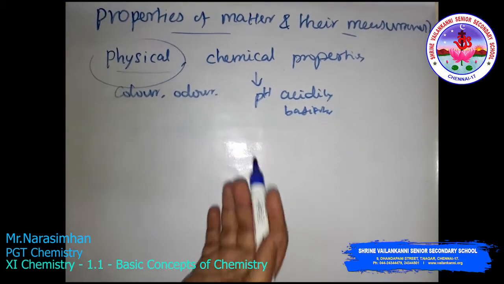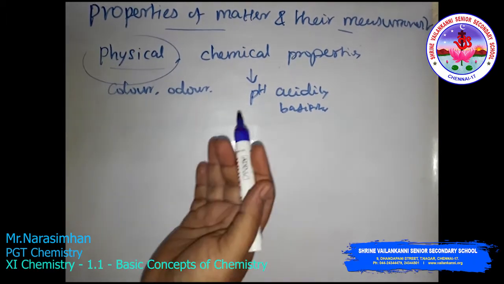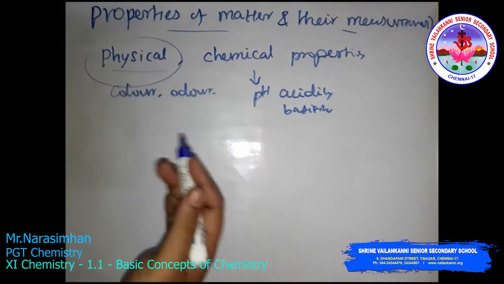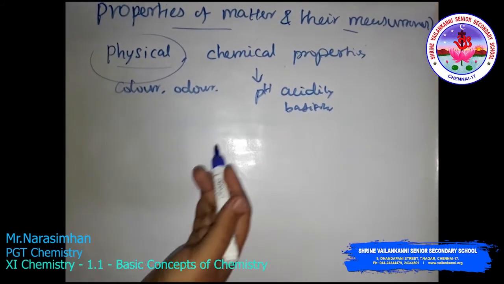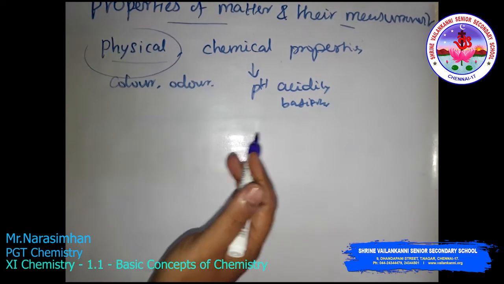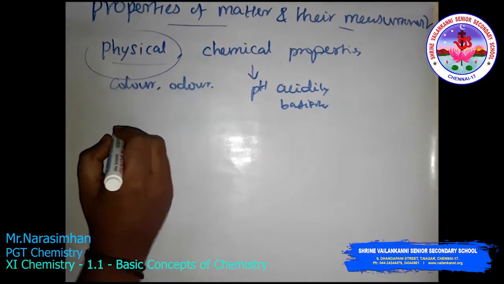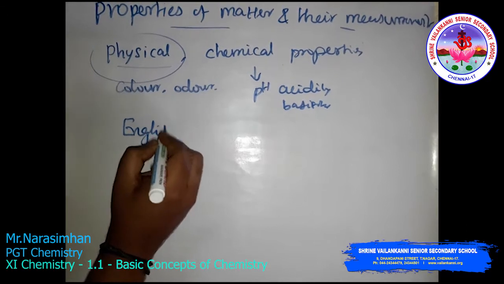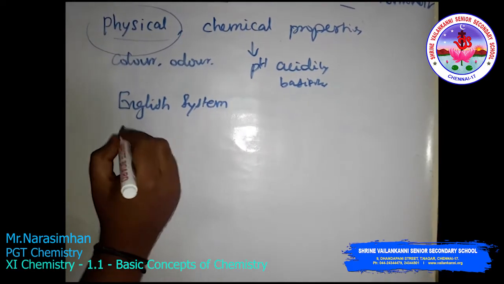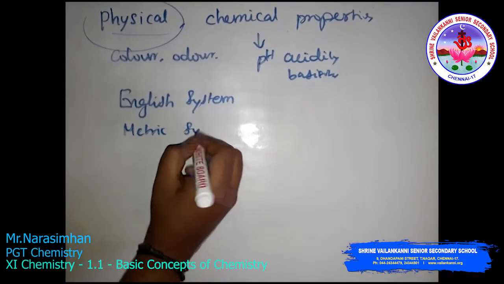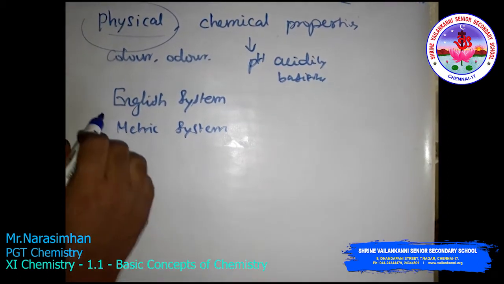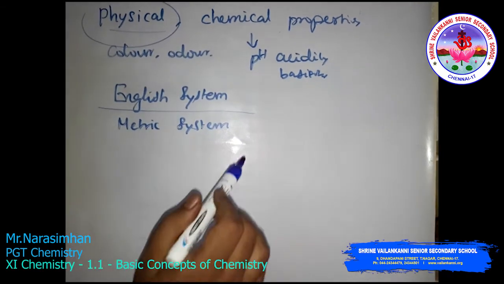Many properties of matter, such as length, area, volume, time, etc., are quantitative in nature. A quantitative observation is represented by a number followed by the unit, which is measured. There are two systems: one is the English system, and another one is the metric system.